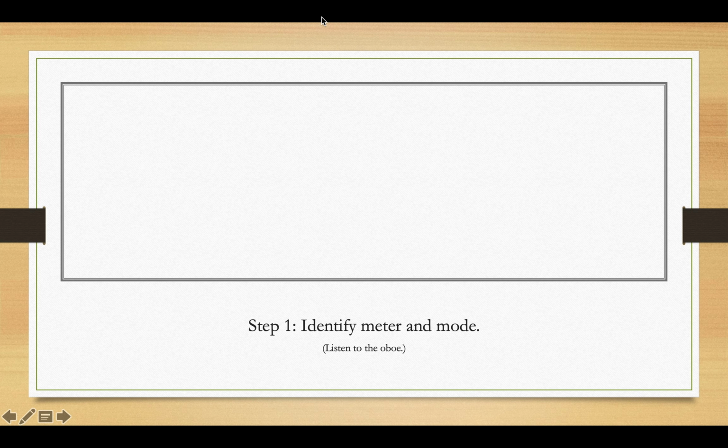Step 1, identify the meter and the mode. Separately, I've provided a recording of the Mozart passage. Please pause this video and go listen to that recording, focusing specifically on the oboe line, as that is what we will be writing out together.